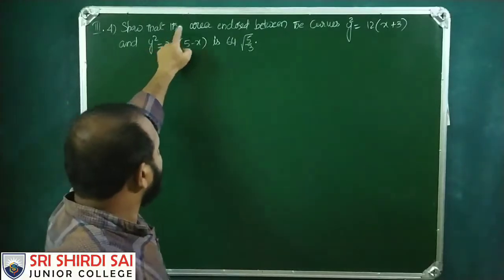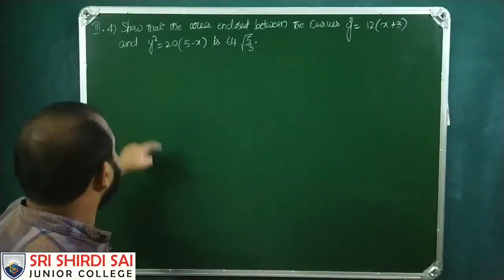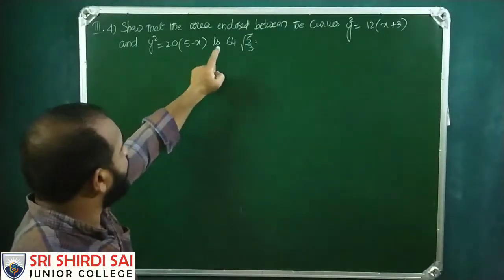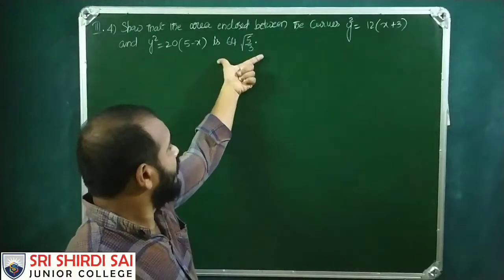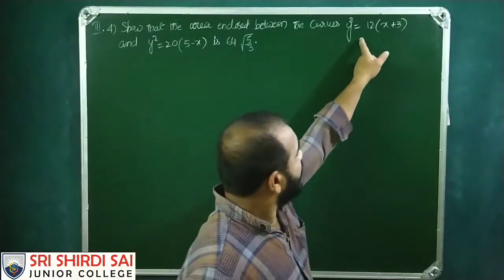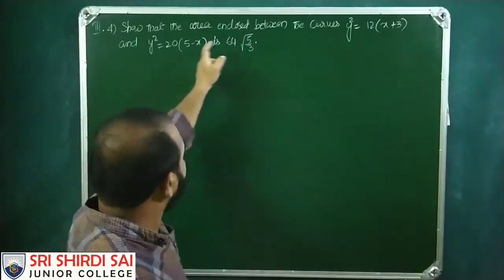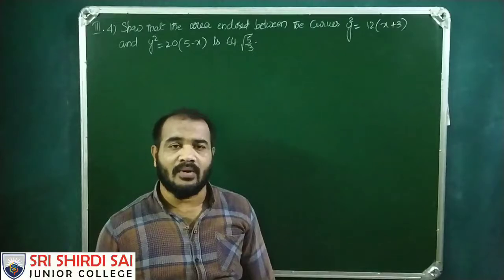Show that the area enclosed between the curves y square equals 12 into x plus 3 and y square equals 20 into 5 minus x is 64 into root 5 by 3. That is what we have to prove. If you see this, these two are parabolas, but not the regular or standard form of the parabolas.